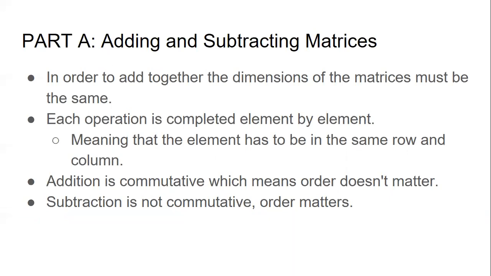All right, so this should start here. Part A, adding and subtracting matrices, okay? So in order to add together, the matrices must be the same dimensions. Each operation is completed by element, meaning the elements have to be in the same row and same column. Addition, order does not matter. However, subtraction, order matters, right? Order matters when you're subtracting.